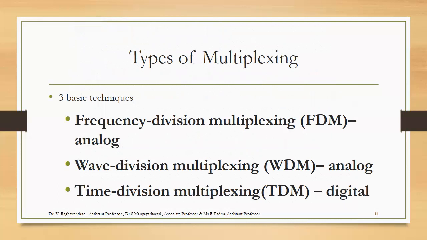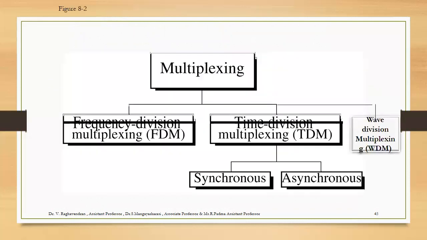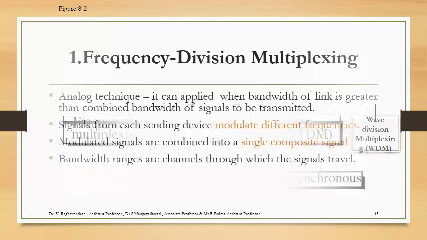The first one is called frequency division multiplexing, FDM. The second one is wavelength division multiplexing, WDM. The third one is time division multiplexing, TDM. So the same thing is represented in the diagram. Again, time division multiplexing is divided into 2 categories: synchronous TDM and asynchronous TDM.